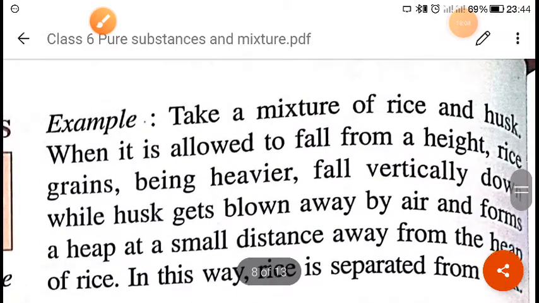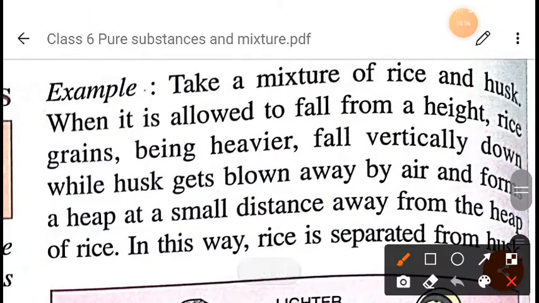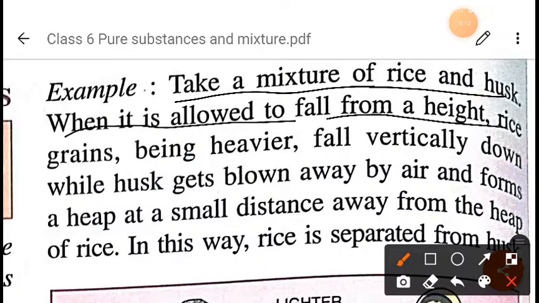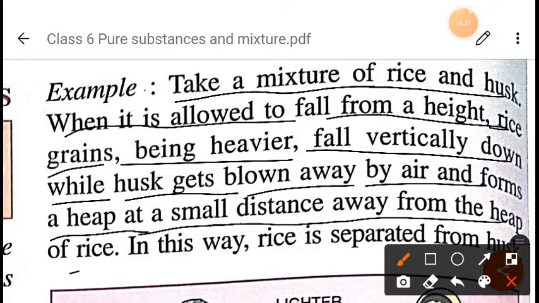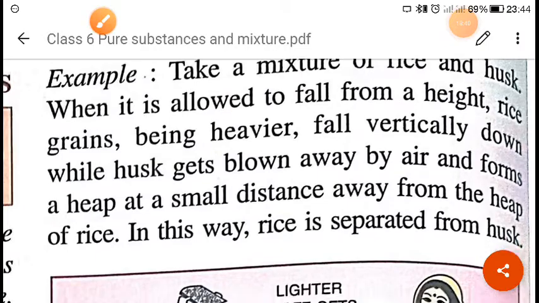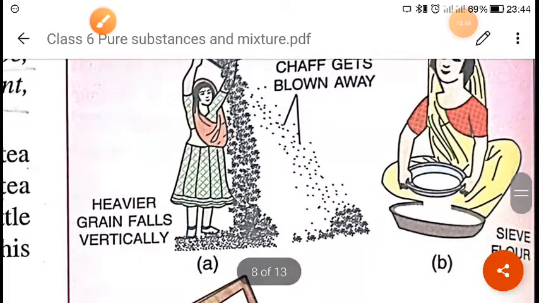Let us see what is written here. We are taking the example of a mixture of rice and husk. When you allow that mixture of rice and husk to fall from a height, the rice grain, being heavier, will fall vertically down, while the husk gets blown away by the air and forms a heap at a small distance away from the heap of the rice. This way we can separate the rice from the husk. As you can see, this is a very good example.